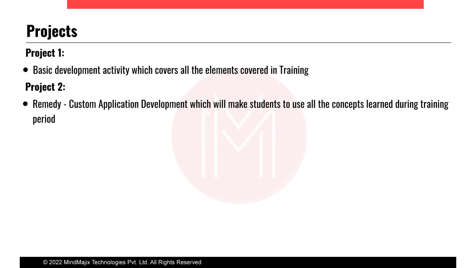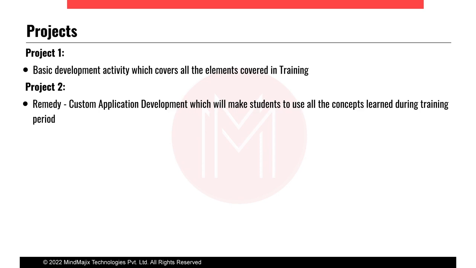As part of this training, we'll be having 2 projects. The first one will be the basic development activity, which will cover all the elements covered in the training. For example, if today I discuss forms or filters, I'll be giving an exercise, and that will be a continuation of every day. We'll be discussing the elements, I will have you work on that, do some exercise, and then relate that to a next level of coding. So project one will start from day 1, and all the topics or coding elements which are learned have to be implemented by the student.